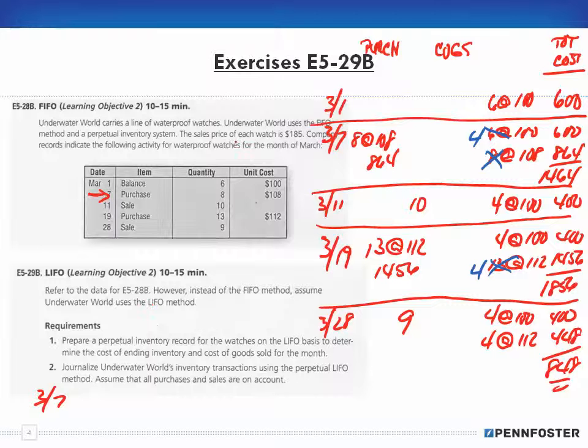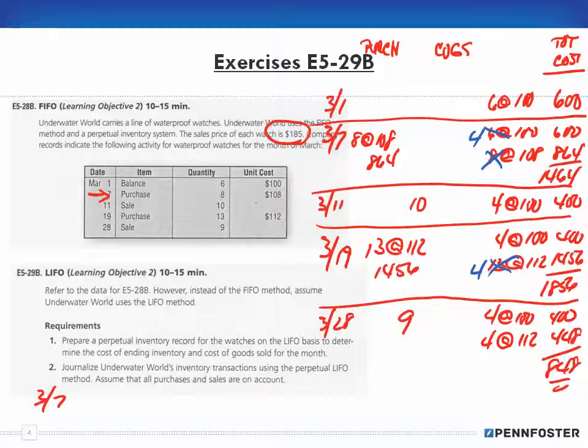It says here, Underwater World uses the perpetual inventory system. The sales price is $185 each. And let's see here. Here it is. Assume that all purchases and sales are on account. So both our purchases and our sales are on account.